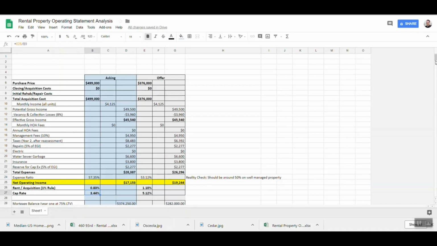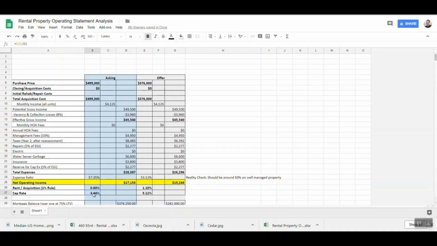So if we were not going to finance the property, we would stop right there. We know that we're only going to earn 3.44% on our $499K. Now, there are times and there are people who are quite happy to take $500K that's sitting in the bank doing absolutely nothing, park it in a multifamily and earn 3, 4, 5% on it. But most of us are looking for better returns than that.